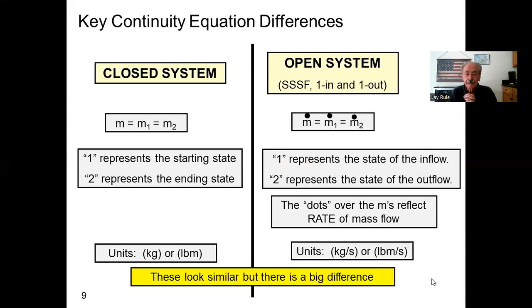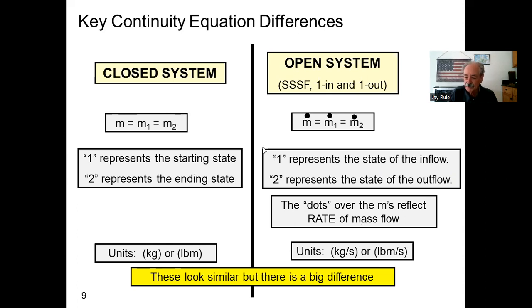Okay, key continuity equation differences. So notice here, I've tried another simple slide. The mass is fixed for a closed system. Recognize M1 and M2. The subscript 1 represents the starting state, and state 2 represents the ending state. And this mass M is going to have units, kilograms or pound mass.